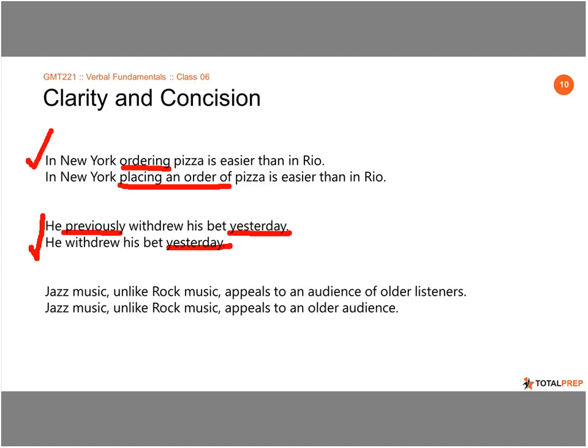Jazz music, unlike rock music, appeals to an audience of older listeners. Jazz music, unlike rock music, appeals to an older audience. So the audience of listeners, this audience could also be watchers. This is redundant. That's pretty much redundant. So jazz music, unlike rock music, appeals to an older audience would be the right alternative.